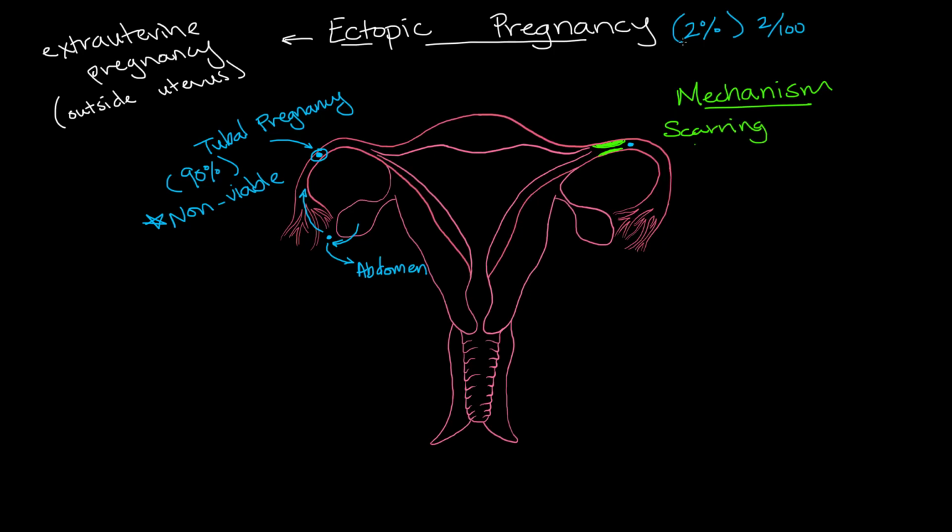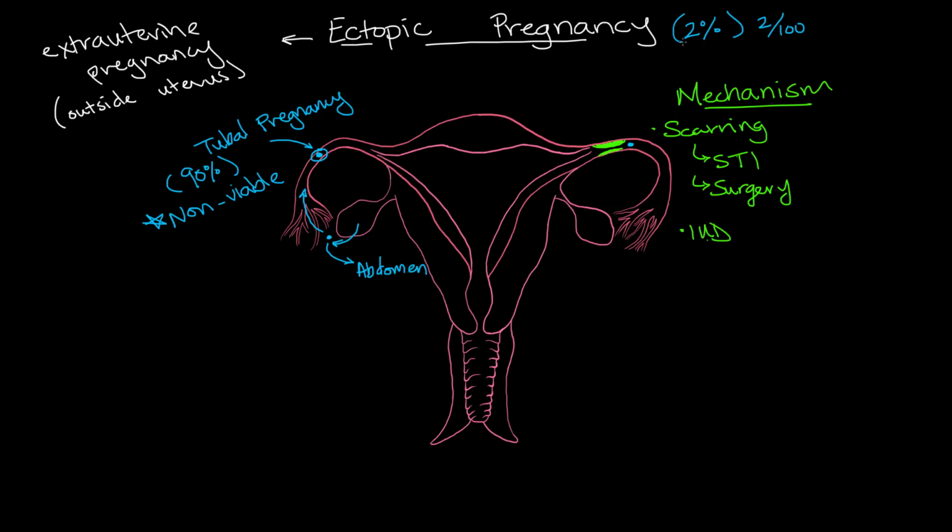This can be caused by a few different things. It can be from STIs, so chlamydia is a common one that causes scarring of the fallopian tubes. You can also have previous surgeries that may cause scarring of the tubes as well. And all of these that cause scarring inside the tube may cause challenges for the egg to get through the tubes into the uterus. Another common cause is IUDs.